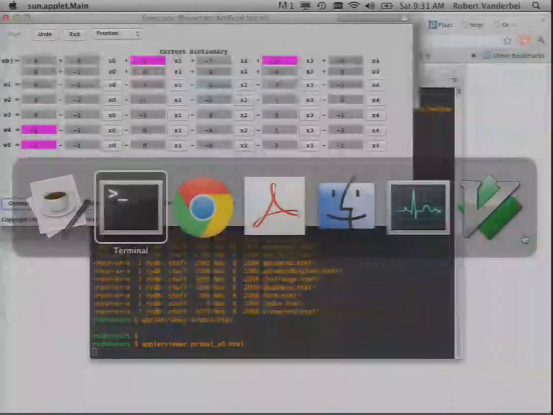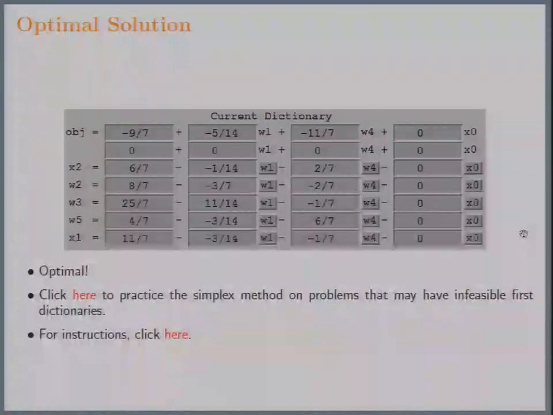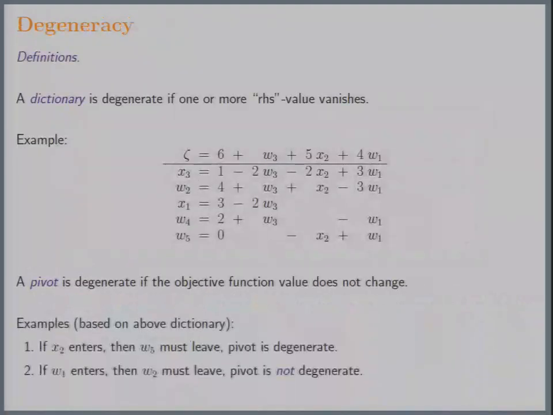Okay. So that's the simplex method. Any questions on it? So there's some more subtleties. Any ideas what might be subtle here? What might go wrong? Well, that's what I want to talk about next. What can go wrong?